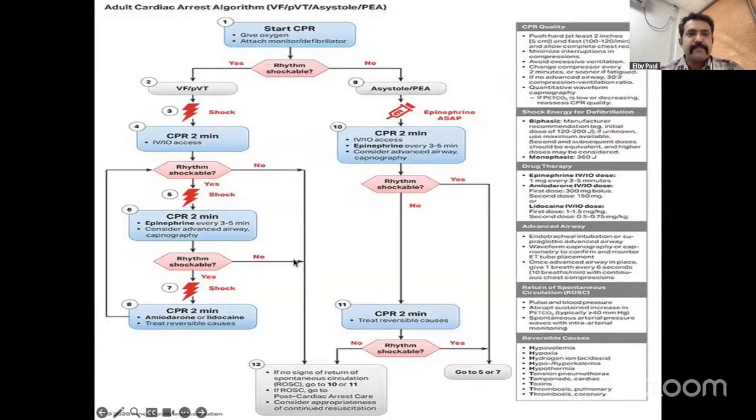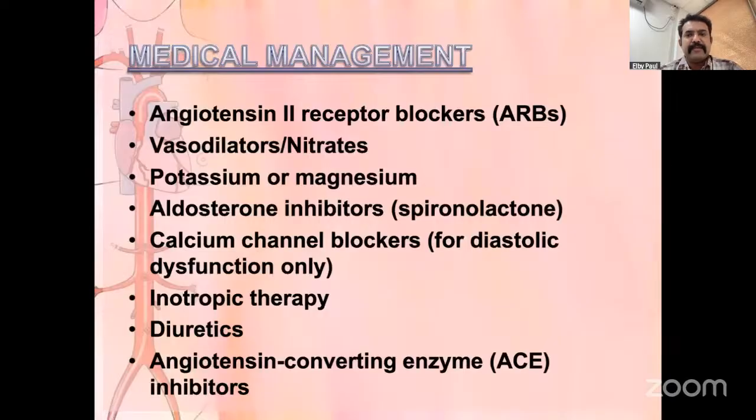Medical management: if the patient is revived, we have to manage medically or surgically, because we need to stop any chance of cardiac arrest. The medical management is angiotensin II receptor blockers, vasodilators, nitrates, potassium or magnesium, aldosterone inhibitors, calcium channel blockers for diastolic dysfunction only. Inotropic therapy means dopamine, epinephrine or noradrenaline, you can use. Diuretics, loop diuretics, Lasix you can use. Angiotensin converting enzyme inhibitors, ACE inhibitors, you can use for medical management.